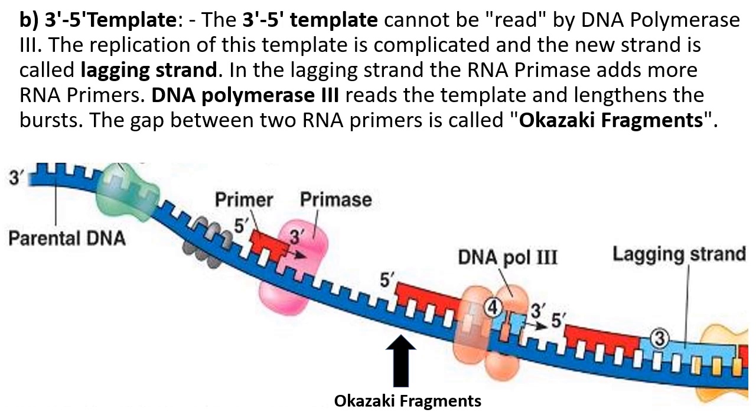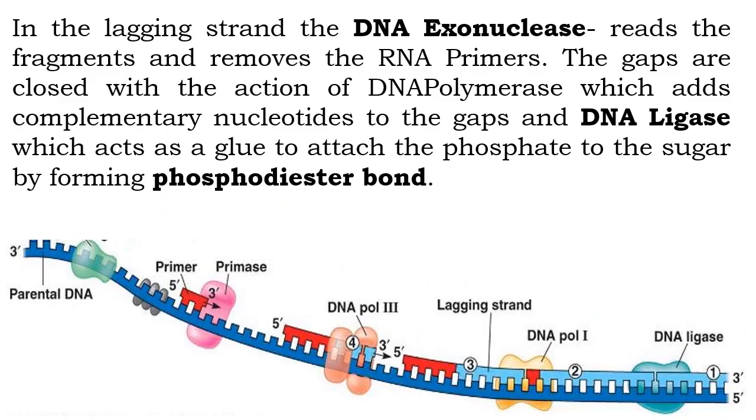The gap between the RNA primers is called Okazaki fragments. In this lagging strand, DNA polymerase 1 exonuclease reads the fragments and removes the RNA primer. After removing the RNA primer, a gap is left behind.